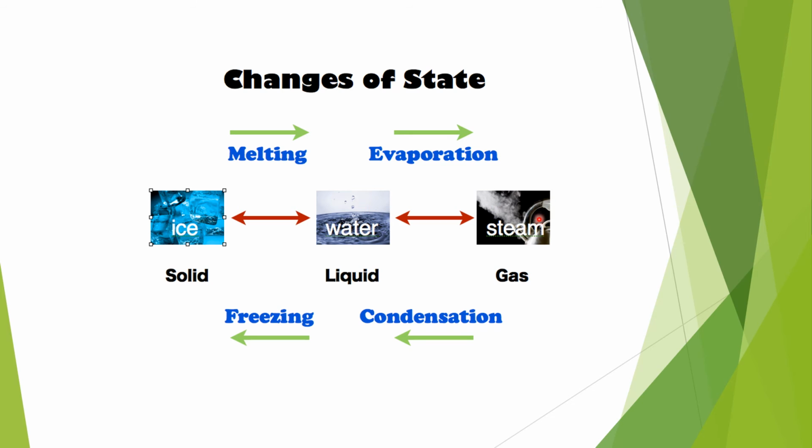When water turns to gas, the process is called evaporation and the temperature is called boiling point. By cooling, gas turns to liquid and liquid turns to solid. The process to turn gas to liquid is called condensation, and the process to turn liquid to solid is called freezing. This direction is cooling. This direction is heating. So melting, evaporation, and here condensation, freezing.